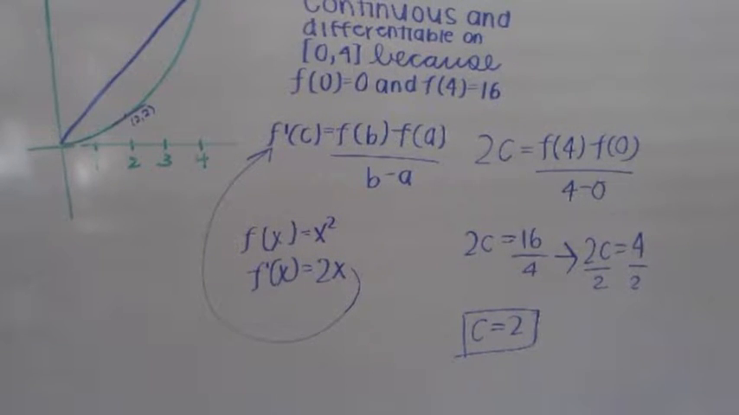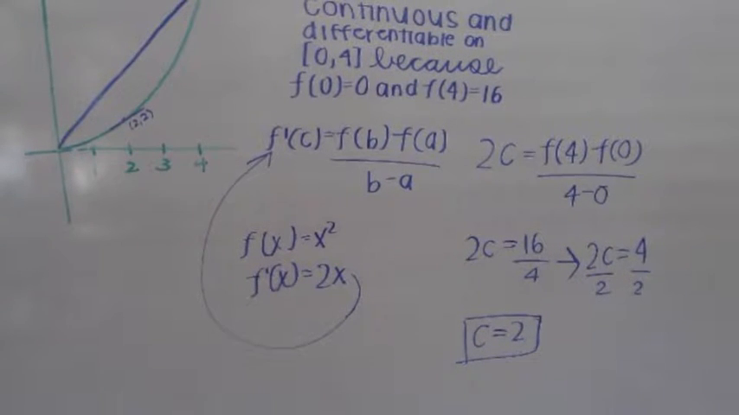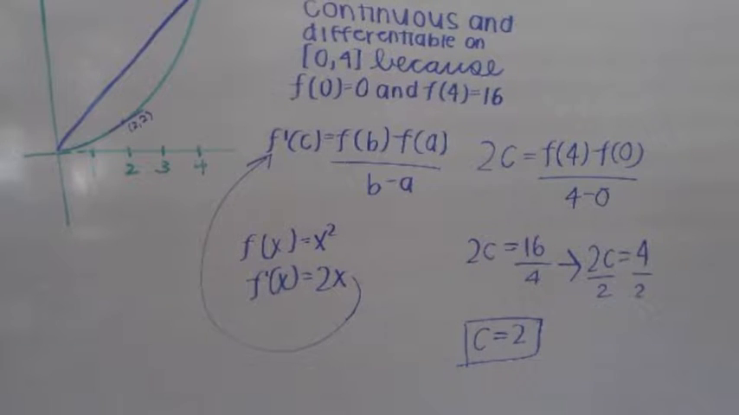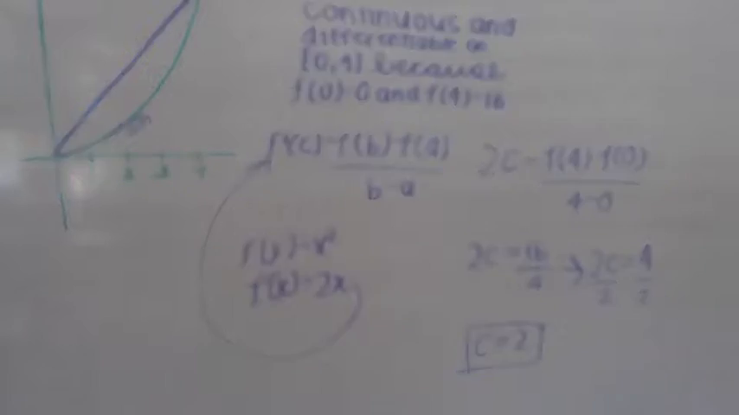So to interpret all of this, the line that is tangent to f of x equals x squared at x equals 2 has a slope of 4 and is parallel to the secant line through the points from a to b, which shows that our graph proves the mean value theorem.